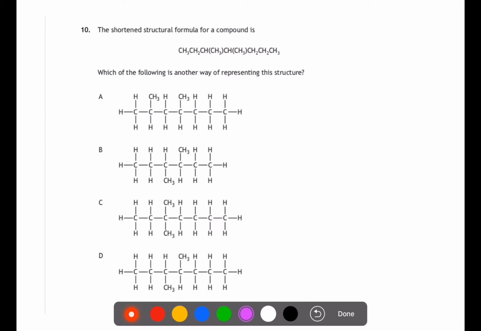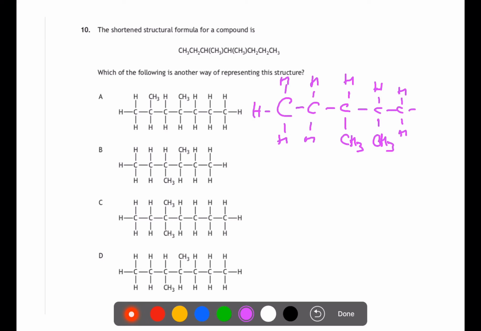10. A shortened structural formula for a compound is shown here. Which of the following is another way of representing this structure? So first of all, we need to draw this structure out so we can compare it to the answers given. So we're going to take each part of the shortened structure and add the lines back in for the bonds. So we have CH3 joined to CH2, which is then joined to a CH. The brackets mean that we have a branch. Then we're joined to another CH with another bracket, so we have a branch of CH3.